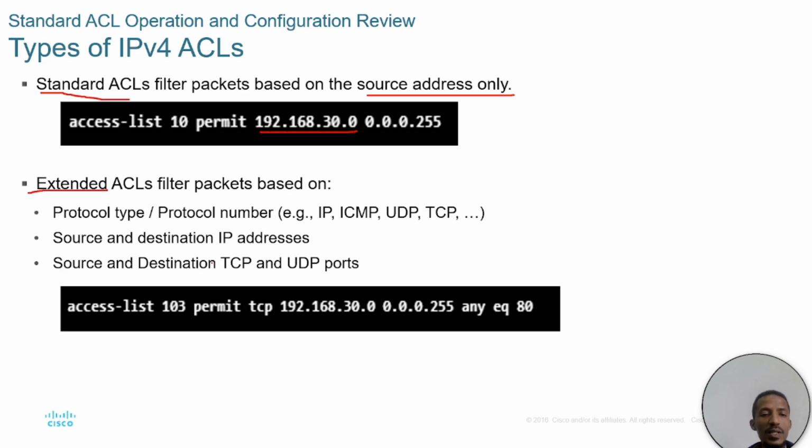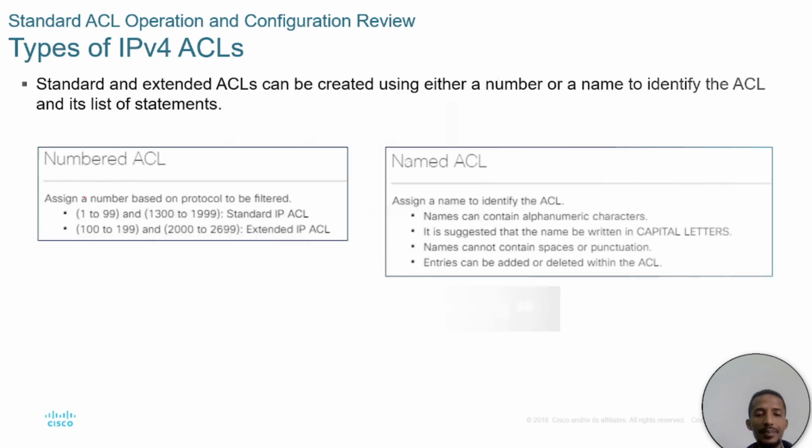But in the case of extended, you can see the first one is the protocol type, and also you'll see the source and destination IP addresses. Any means any recipient, and also you can see the port. So these are extended access control lists. Both of them have the purpose of filtering, but one has a much broader controlling mechanism than the other. The name itself says extended is an extended filtering mechanism.